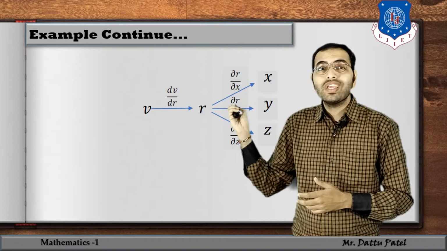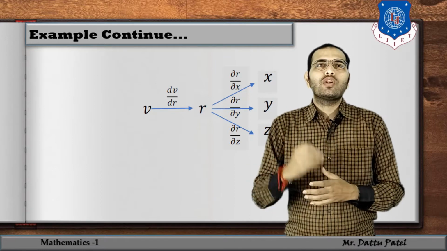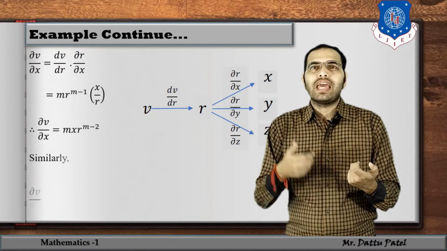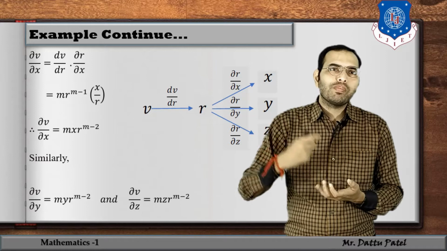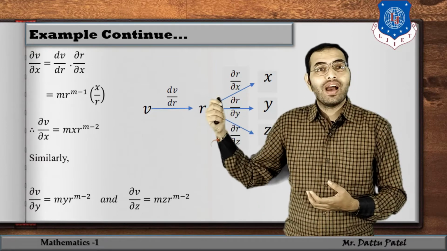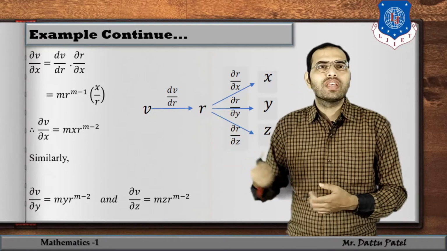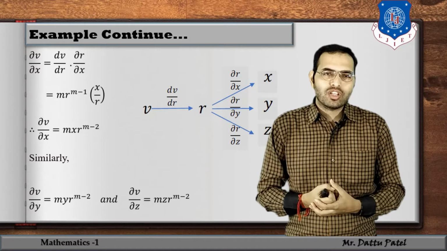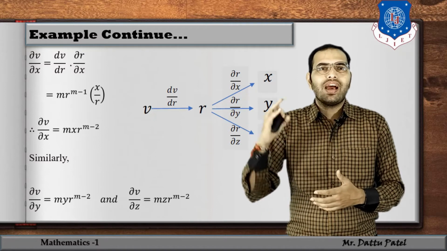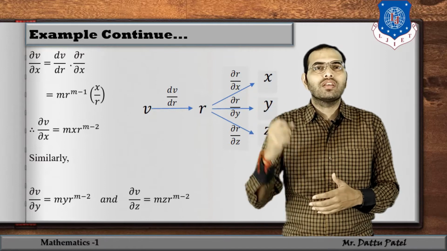According to the chain rule, del v by del x equals dv by dr into del r by del x. Here v equals r raised to m, so the derivative of r raised to m is m r raised to m minus 1. You are all aware of the value of del r by del x, that is x by r, which we already found. Then del v by del x becomes m x r raised to m minus 2. Similarly we can find del v by del y, that is m y r raised to m minus 2, and del v by del z equals m z r raised to m minus 2.